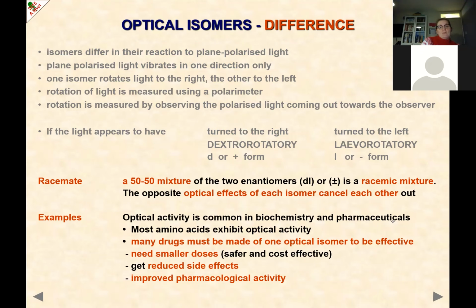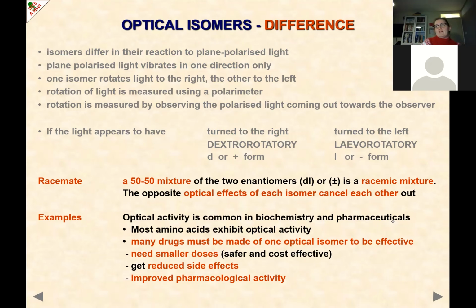Why we want these drugs to be made of only one optical isomer is that we need smaller doses. It's safer and cost effective. Otherwise we'd have to give someone a huge dose to counteract the negative side effects. When I was talking to you about morphine, one isomer is addictive and doesn't give much pain relief. The other isomer gives good pain relief but is not addictive. We'd have to give a huge amount to counteract one or the other effect. It's not safe to do that, and it's also not cost effective. So we want to use the smallest amount of the drug possible.